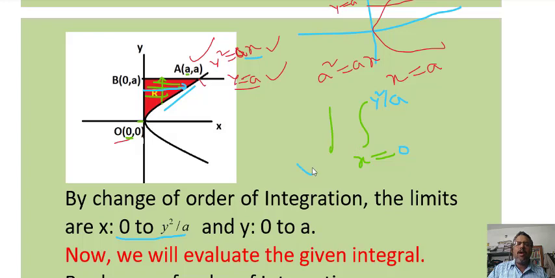Now the y limits. Here x equals 0, so the maximum value of y is a. Here y goes from 0 to a.